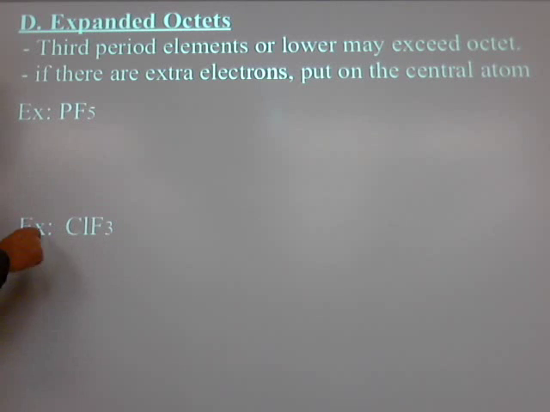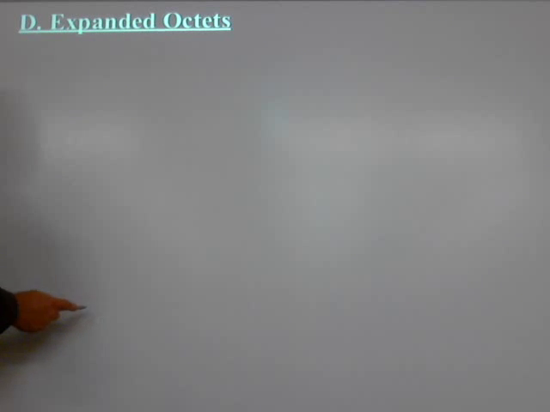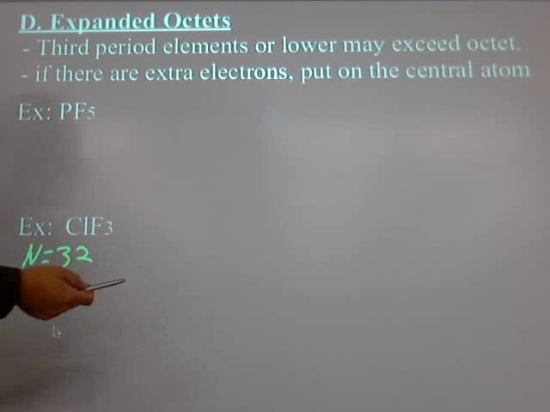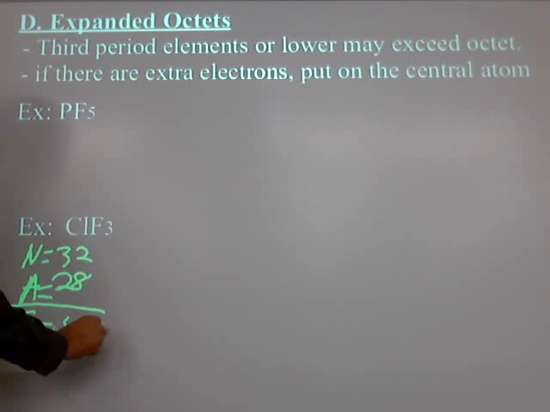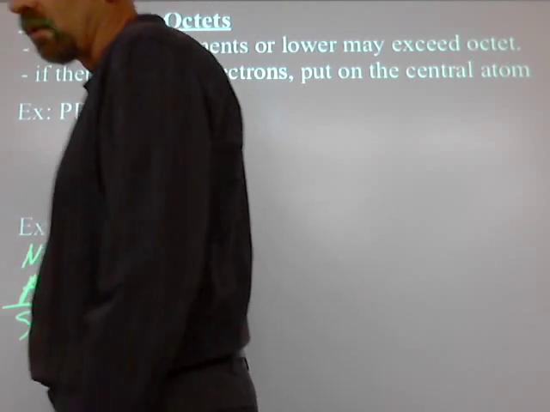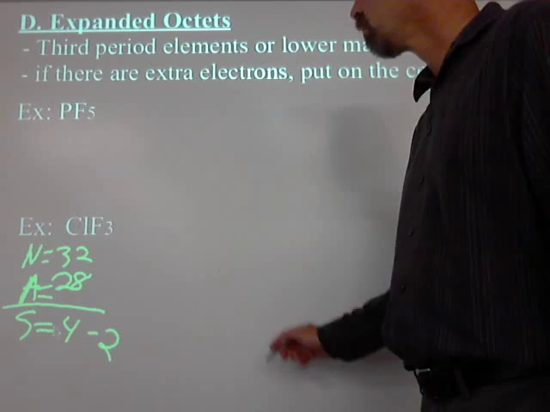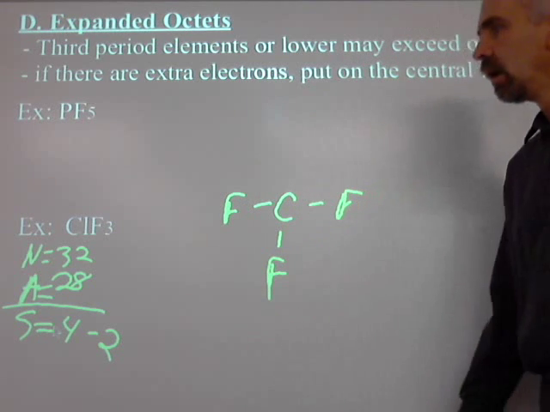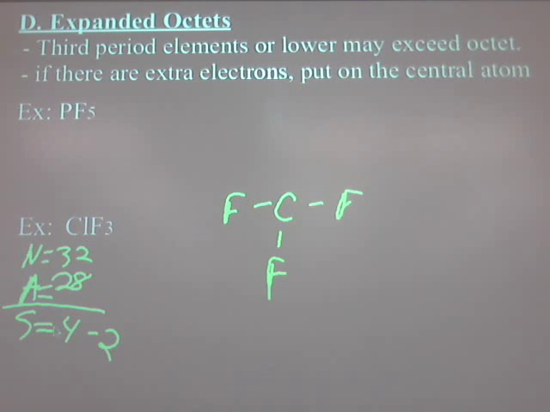ClF3. Again, 4 guys. Okay. Needed is 32, right? Available is 4 times 7, 28. Shared is 4, 2 bonds. Is that right? Well, that ain't right, because watch what happens. I put my Cl in the middle, and I put my F, my F and my F there. I got 3 bonds already, right? I was only supposed to have 2.